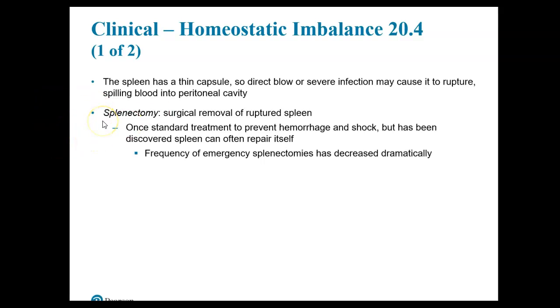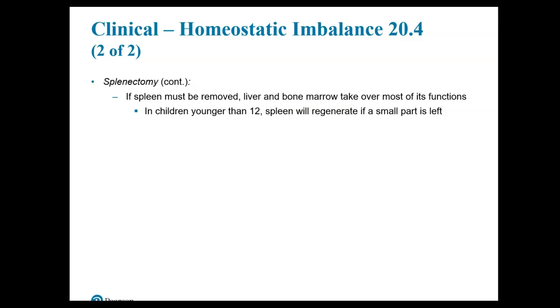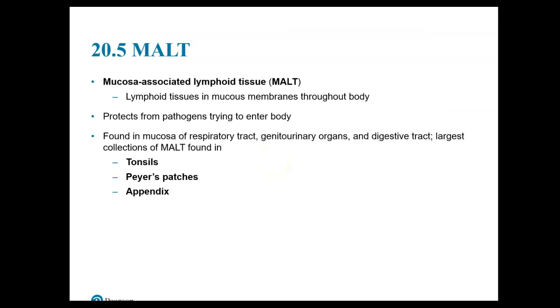Or if it ever ruptures because of a car wreck or something like that, there may be a reason to have a splenectomy. A splenectomy, or spleenectomy, I don't care how you say it, is surgical removal of the ruptured spleen. And once that happens, what has to take over is the liver and the bone marrow. Now, there is a specific question where you have to know that. The liver and the bone marrow will take over the functions of the spleen if the spleen has to be removed.